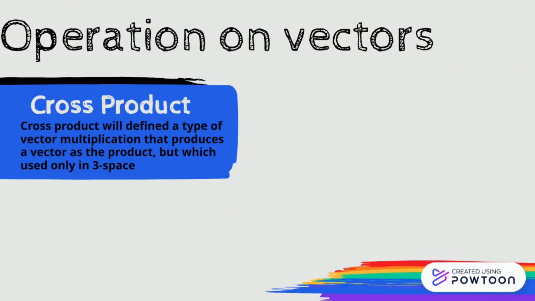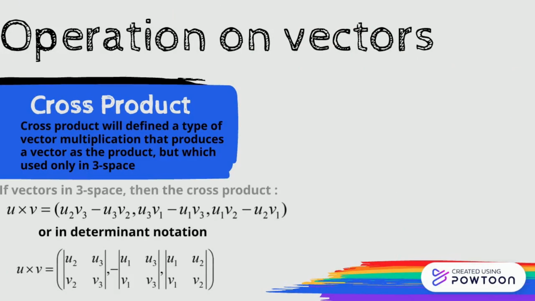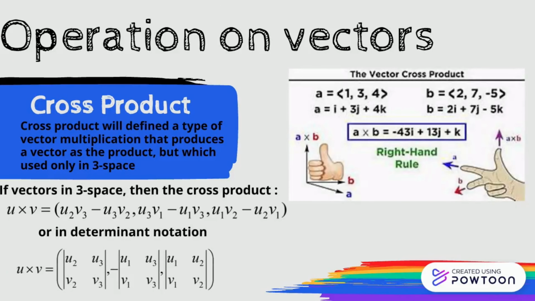Next is operations on vectors for the cross product. The cross product defines a type of vector multiplication that produces a vector as the product but is used only in 3 space. So here is the formula.